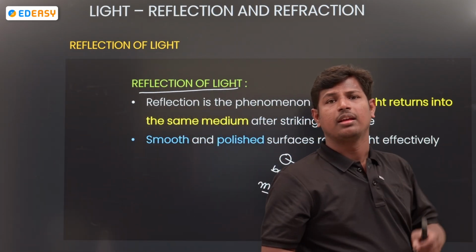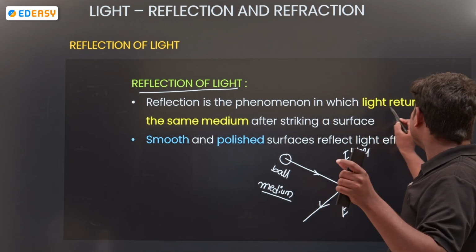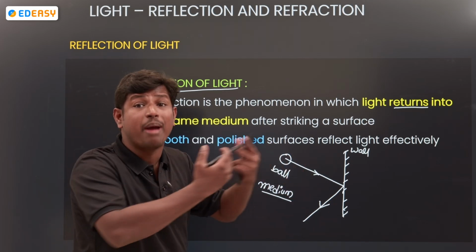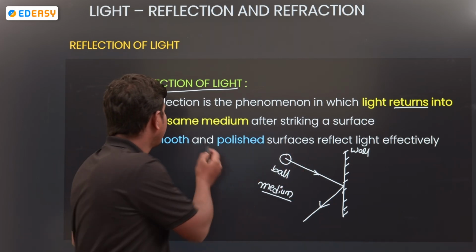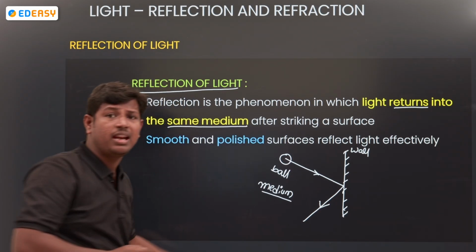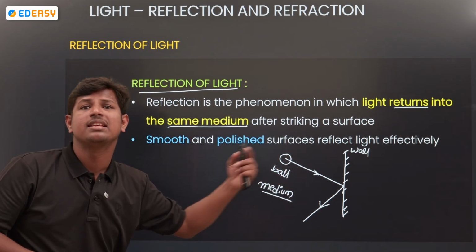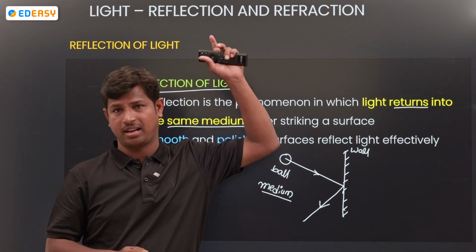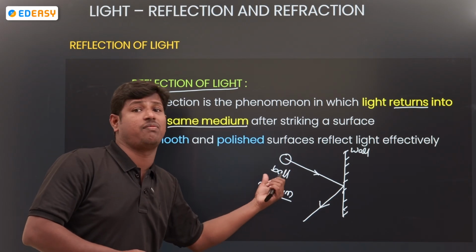Remember carefully, reflection of light is nothing but light returning. Light returns means coming back, to the medium from which it traveled, and getting back to the same medium only. This property we call the reflection of light. So if I throw the ball, it gets back into the same medium. That is called reflection of light.